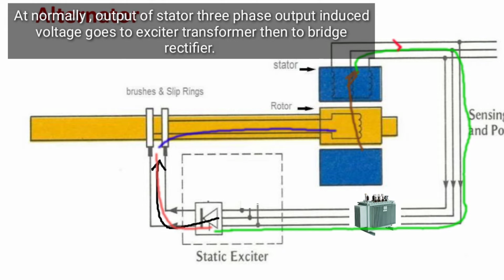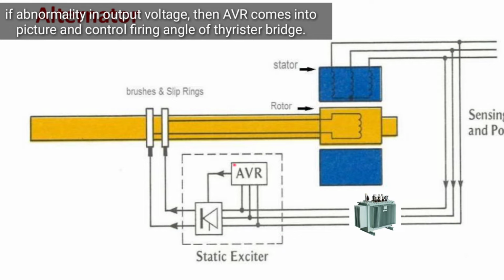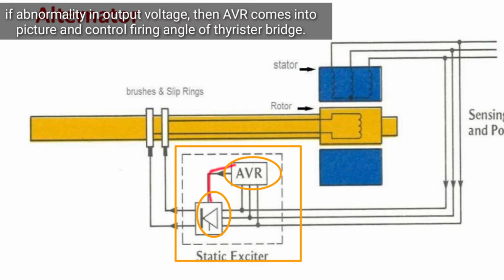Regulator three-phase output induced voltage goes to the excited transformer, then to the bridge rectifier. If there is an abnormality in the output voltage, then the AVR comes into the picture and controls the firing angle of the thyristor bridge.